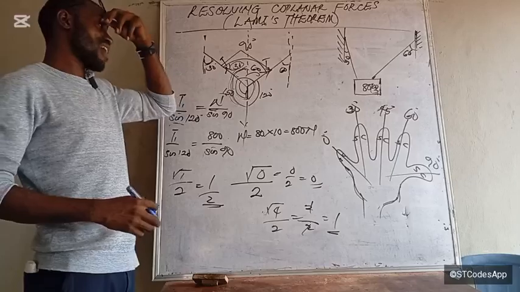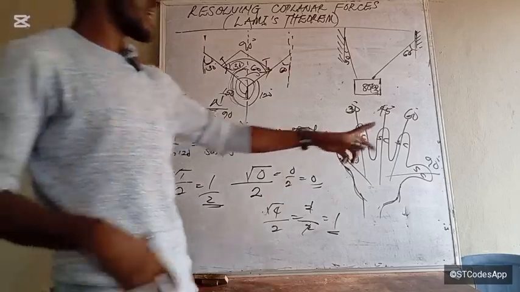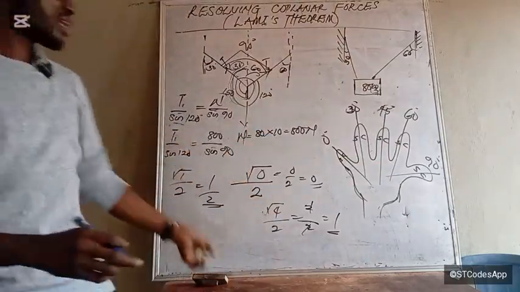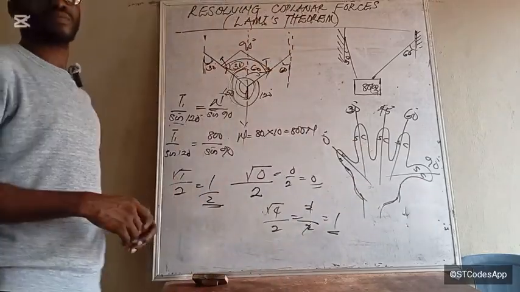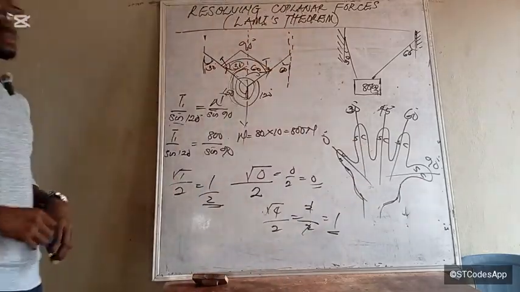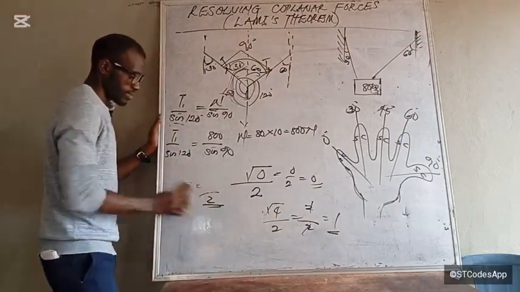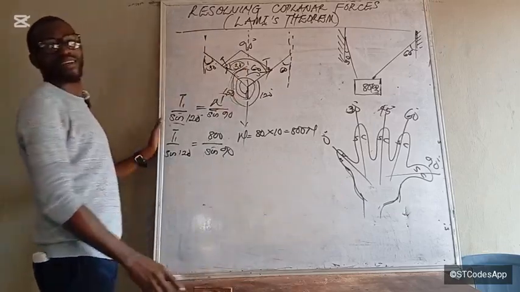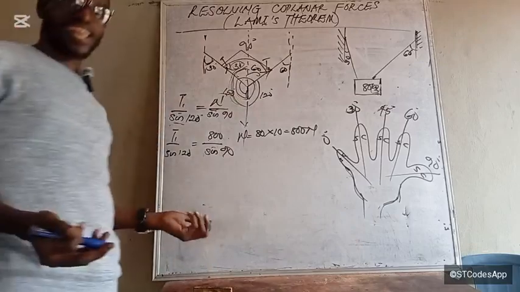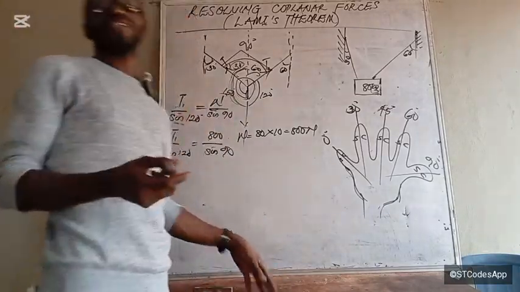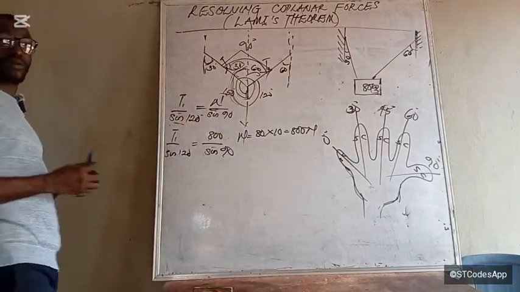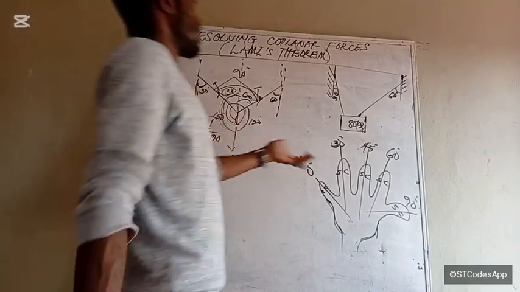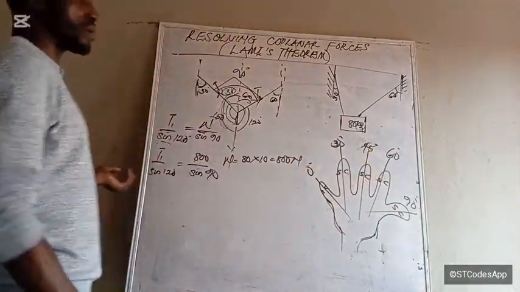If it's cos 45, cos is on that side. How many fingers are on that side? 2. So you have the square root of 2 over 2, root 2 over 2. Exactly. Now for 90, what will sine 90 be? It's 4 over 4, that's 1. Exactly. Sine 90 is 1. That's the trick, okay? Do you still remember now?